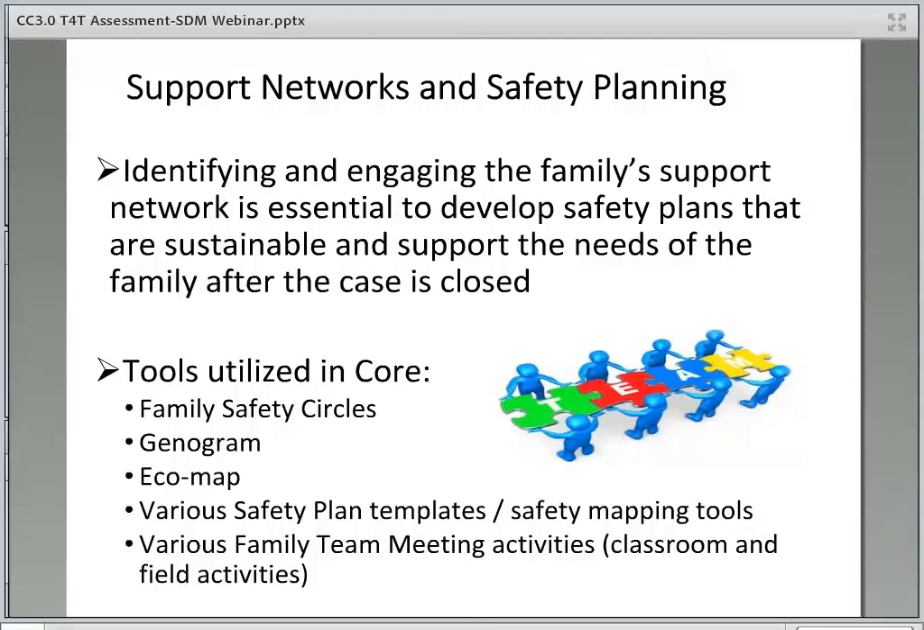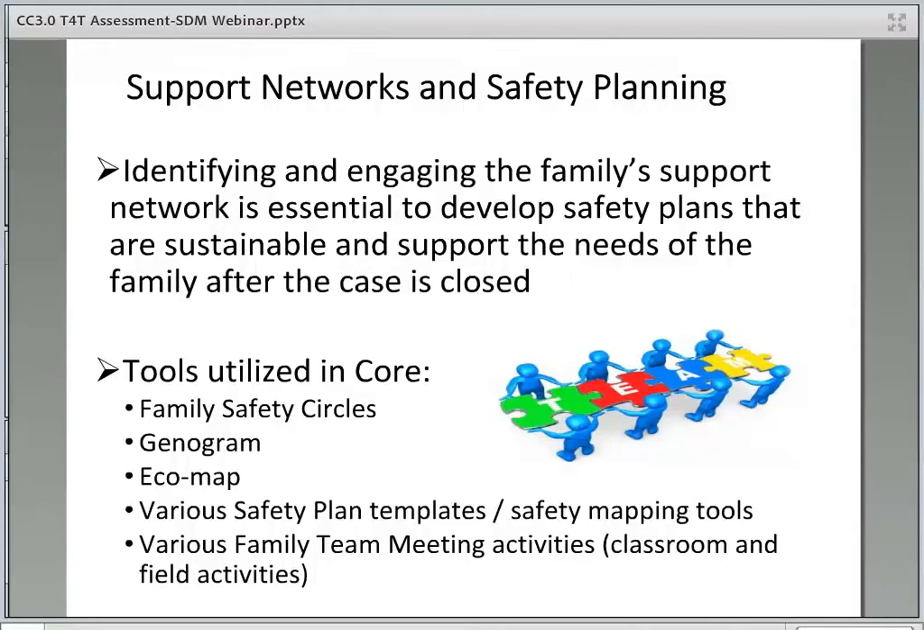It is essential that social workers understand the importance of identifying and engaging the family support network in order to develop safety plans that are sustainable with clear roles and responsibilities in order to support the family after their child welfare case is closed. When should this occur? This should occur throughout our work with the family, at initial safety planning during child welfare investigations, during ongoing cases, such as family reunification and family maintenance, and with transition case planning while preparing for case closure.